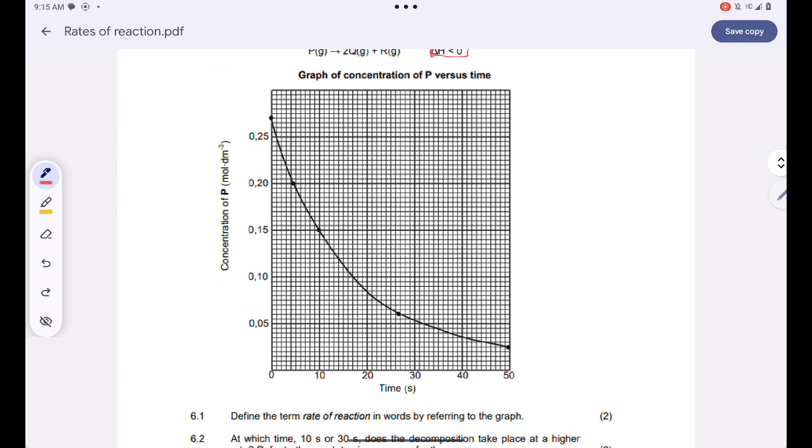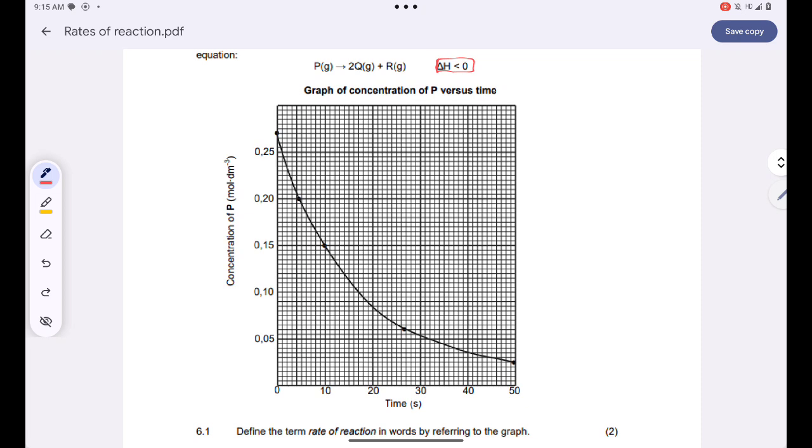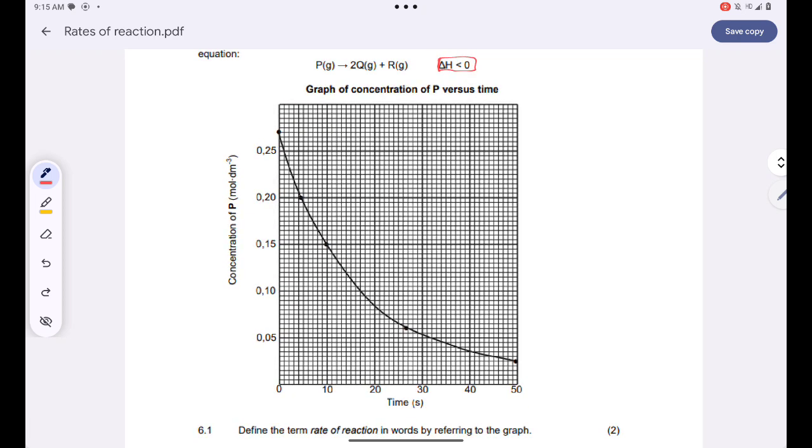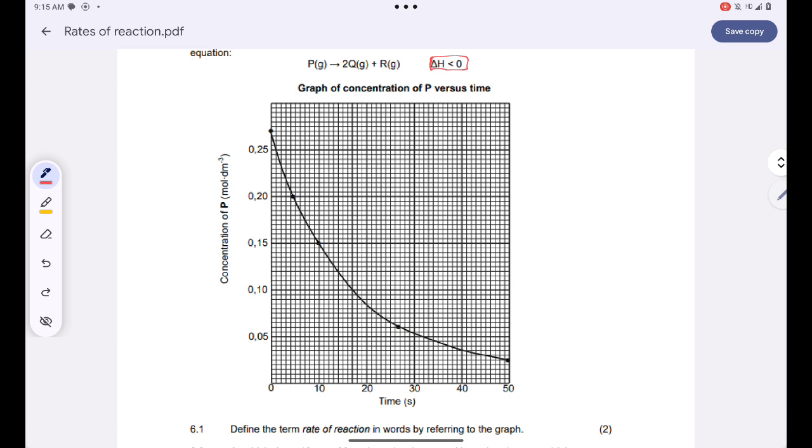Okay. Since we are given the graph that shows the concentration versus time of P, it simply means that initially that was the concentration of gas P. Are you together? And obviously as time progresses, remember that, guys, P will be used up to form both Q and R. That's why the concentration keeps on decreasing as time progresses.